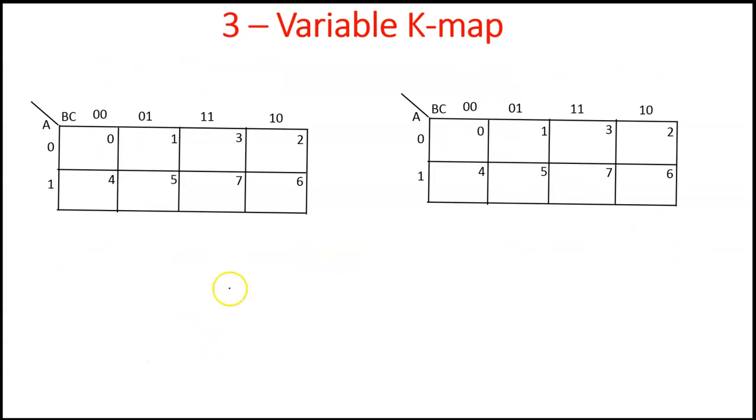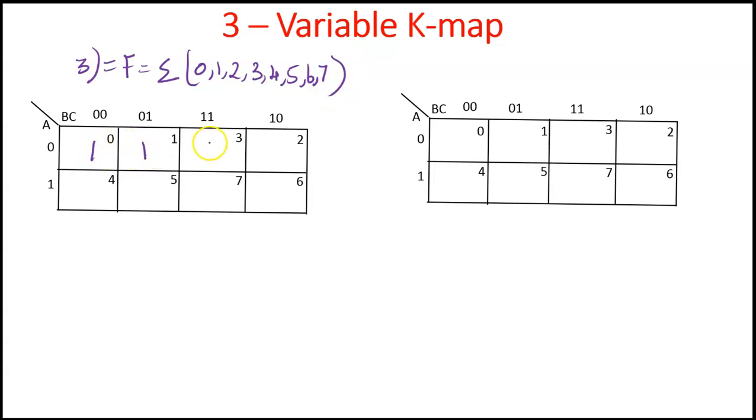Now let us see another example, that is F is equal to summation of 0, 1, 2, 3, 4, 5, 6, 7. That means mark 1 in all the cells. Now this combination is called the octet combination. Just mark it as an octet combination. Here all the values are changing, so the expression for this is 1. Next we will see another example.